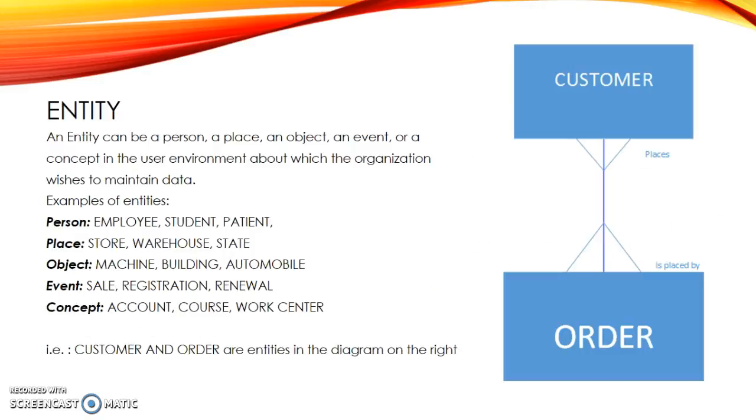An entity is a person, a place, an object, an event, or a concept in the user environment about which the organization wishes to maintain data. Thus, an entity has a noun name. Some examples of each of these kinds of entities are shown below. Customer and order are entities in the diagram on the right.